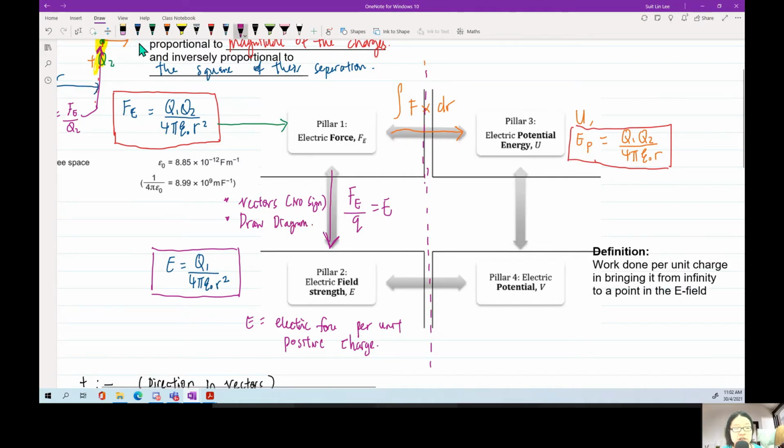Decide whether the force is to the left or to the right. Decide whether the electric field line is to the left or to the right. We will do a question later. Do not substitute the sign.